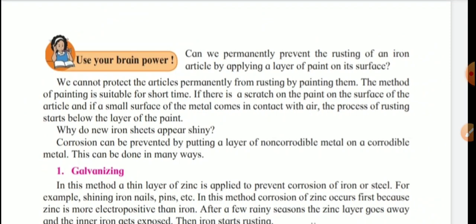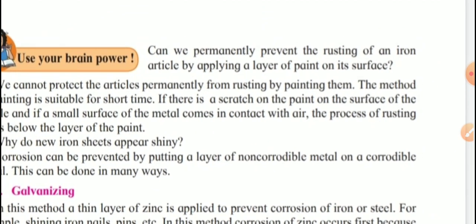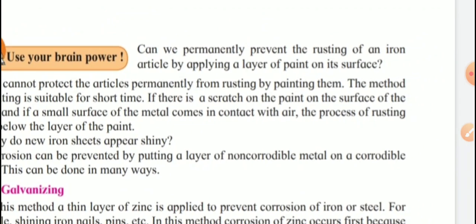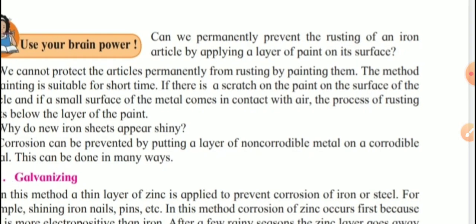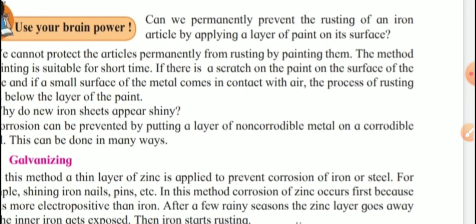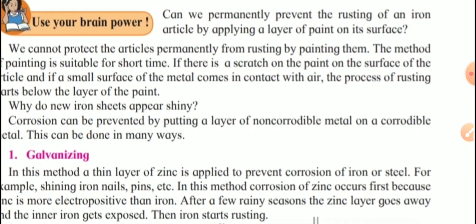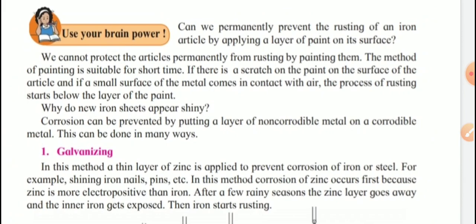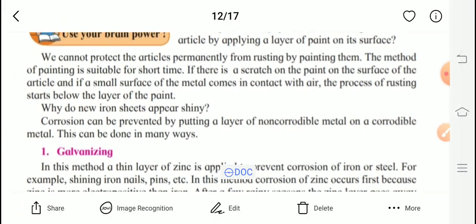Again, a question is given for us. Use your brain power. Can we permanently prevent the rusting of an iron article by applying a layer of paint on its surface? Think about it, and what is your opinion? So I think the answer is no, not permanently. Clear? So I will show the answer also, and in the next paragraph that explanation is also given. Now check that.